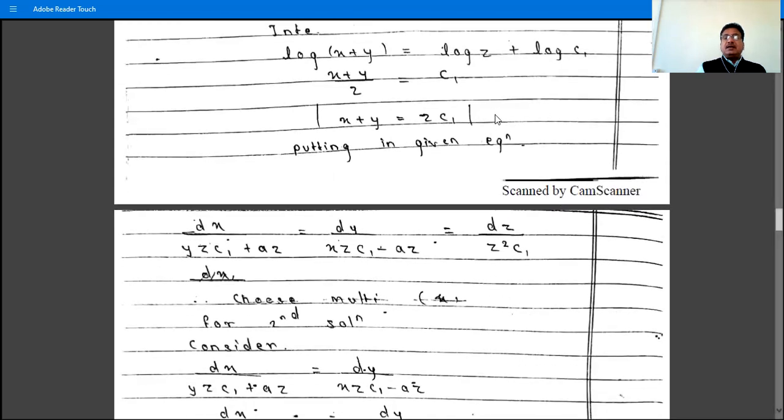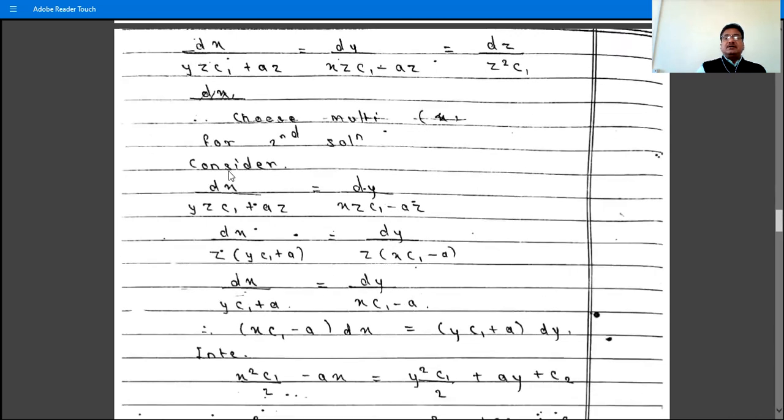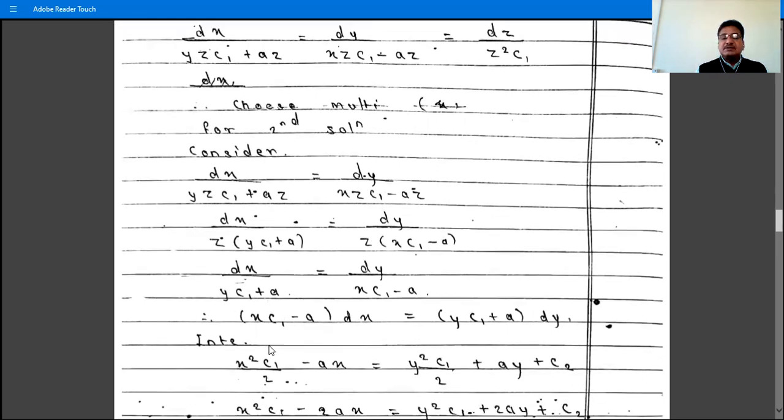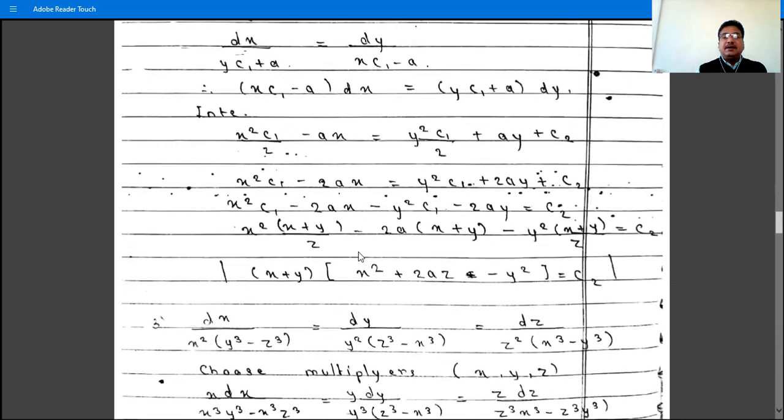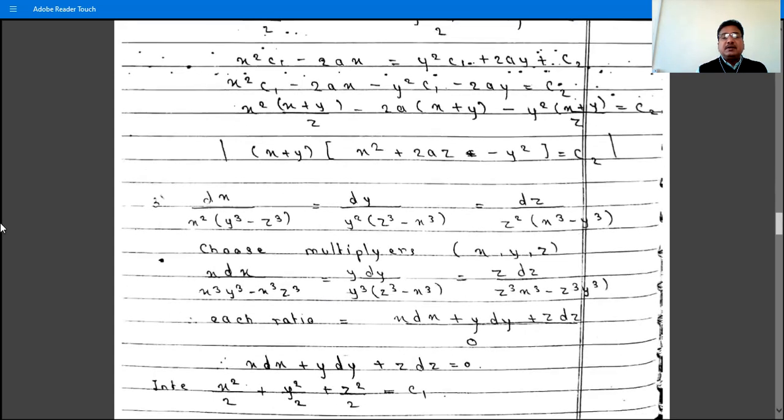That is, substitute x plus y is equal to 2c1. So we have this, and then for the second solution, consider the first ratio and second ratio. That is, use the first solution and consider the first and second ratio. And what we have is this: separating the variables, and after integration we get the solution. Okay, then this is the answer of the question.